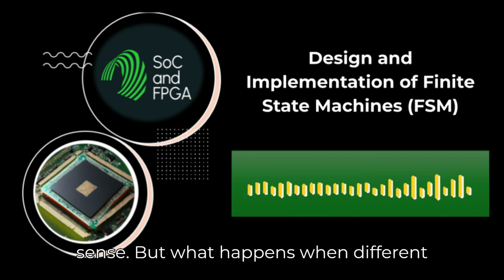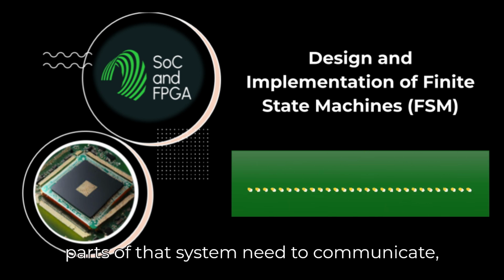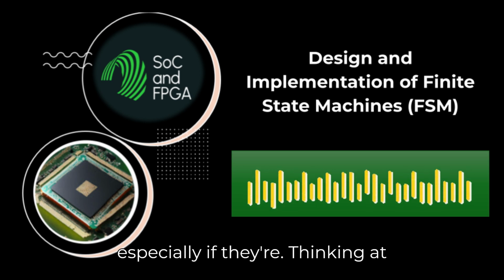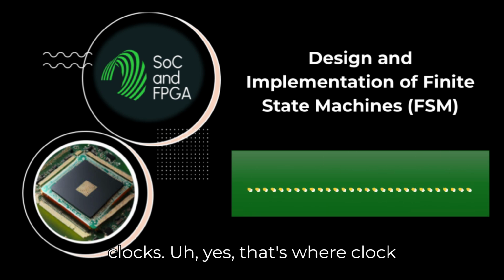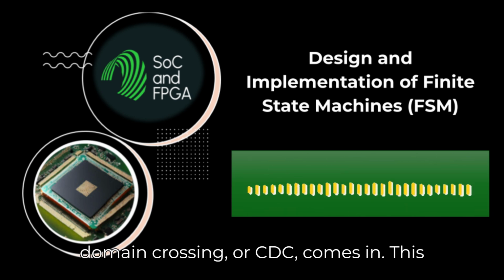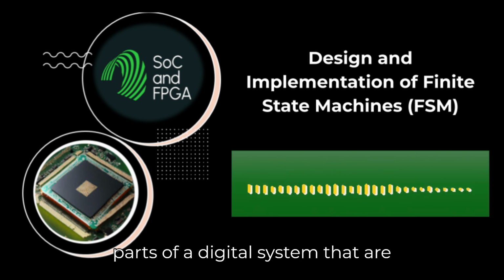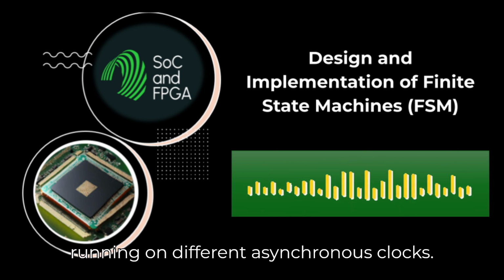That makes sense. But what happens when different parts of that system need to communicate, especially if they're thinking at different speeds, running on different clocks? Yes. That's where clock domain crossing, or CDC, comes in. This is all about transferring signals between parts of a digital system that are running on different asynchronous clocks.